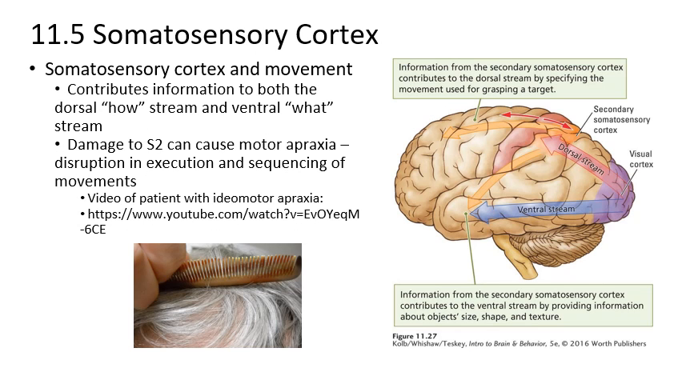The somatosensory cortex is also involved in higher level movement. If you remember the dorsal stream, which was the how stream, and the ventral stream, which is the what stream, these were two visual streams that we talked about in the visual section. The dorsal stream goes to the parietal lobe, ventral stream goes to the temporal lobe. Information from S1 and S2 contributes to these two streams as well. Damage to S2, the secondary somatosensory cortex, can cause what's called motor apraxia, and there are many different types of motor apraxia, but in general it is a disruption in the execution and sequencing of different types of movements.